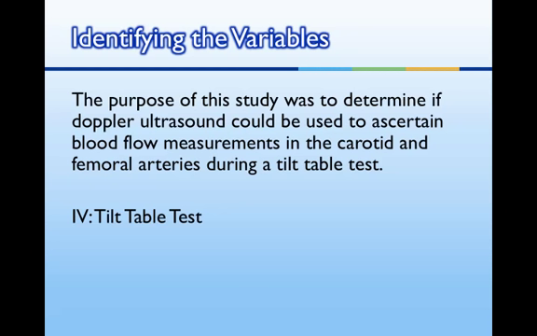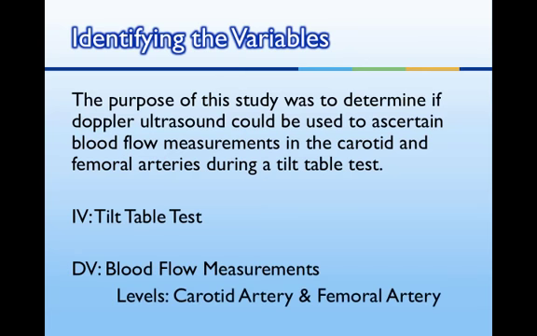In this example, the tilt table test will be the independent variable because we're going to see two different groups. One that will be using the tilt table test, the other will not be. All participants will use Doppler ultrasound, so if you said Doppler ultrasound, that's why that's not the independent variable. The dependent variable will be the blood flow measurements. And in this example, we have two levels, the carotid and femoral arteries.